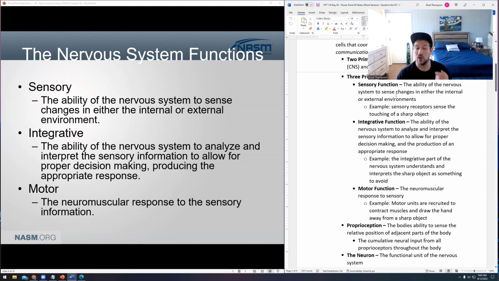And then lastly, we've got the motor function, right? This is the neuromuscular response to all that sensory information we got earlier. And it was determined by the integrative function, right? So, motor function is like, okay, well, I decided to move away from that sharp object, right? So now we're going to recruit muscles that are going to draw the hand away from that sharp object, right? So that is overall motor function.